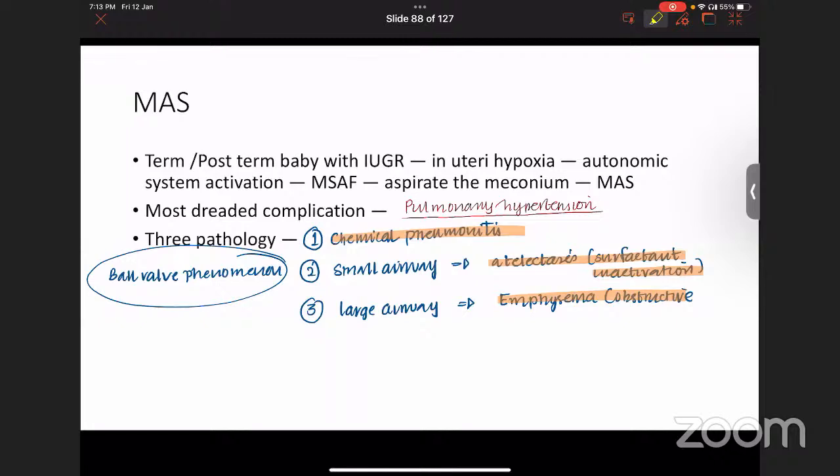So, the most general complication of MAS is pulmonary hypertension. So, what is the pathology? The child will aspirate the meconium, and now this meconium, if it obstructs the large airway, will cause obstructive emphysema. If it obstructs the small airway, it will cause atelectasis, that is surfactant inactivation, and this meconium itself is some kind of a chemical, for which there will be an inflammatory response in the lung parenchyma, which leads to a chemical pneumonitis. These are the three pathologies associated with MAS.